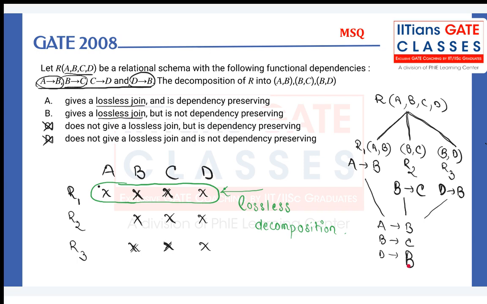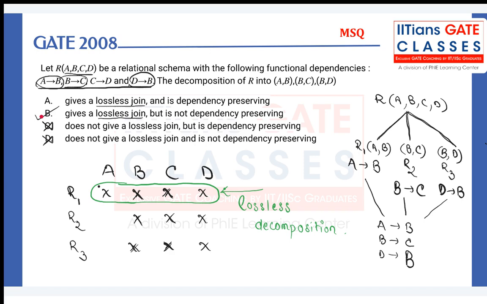So what does it mean? It means after joining the three functional dependencies, there is no way I can get C arrow D. So the original set of functional dependencies, and after decomposing and then joining them back, the set of functional dependencies, you are losing one functional dependency, that is C derives D. You are losing that. So it is not dependency preserving. Okay, is it clear?